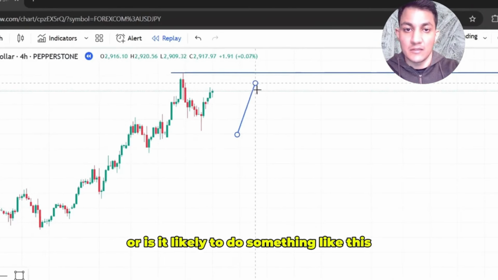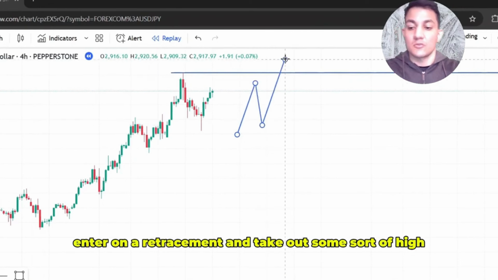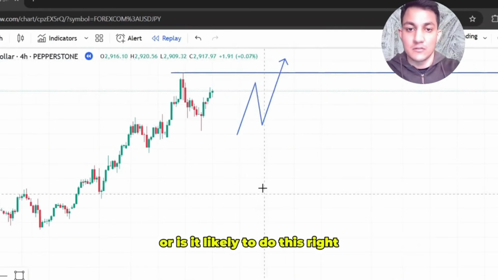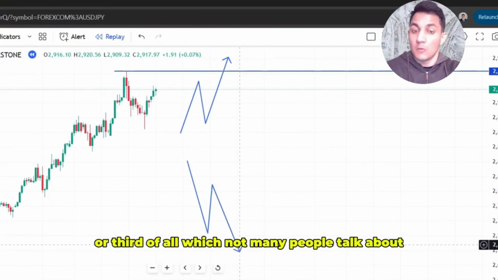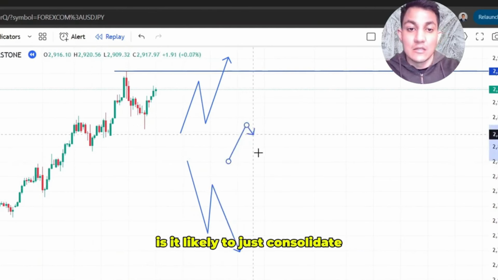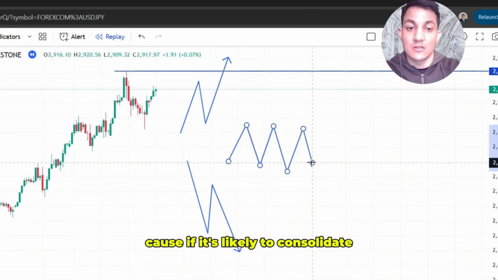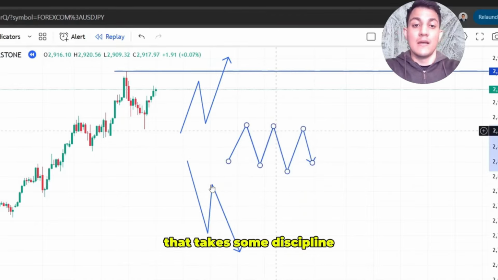Is it likely to do something like this, enter on a retracement and take out some sort of high? Or is it likely to do this, right? Is it likely to be bearish like this? Or third of all, which not many people talk about, is it likely to just consolidate? Because if it's likely to consolidate, don't trade, right? That takes some discipline not to trade.